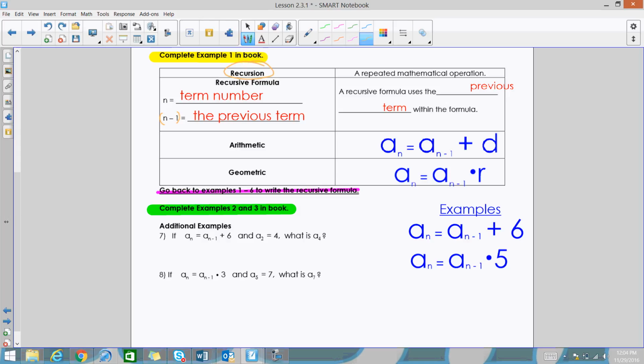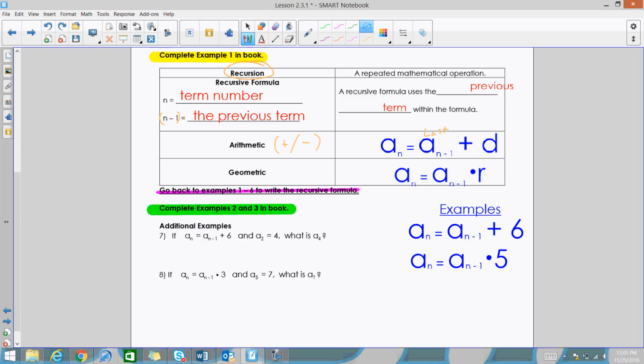So in an arithmetic, when you add or subtract, this is your recursive formula, which means to find any term number, a sub n, it's equal to your last term plus your difference. So plus 3, plus 7, minus 2, minus 8.